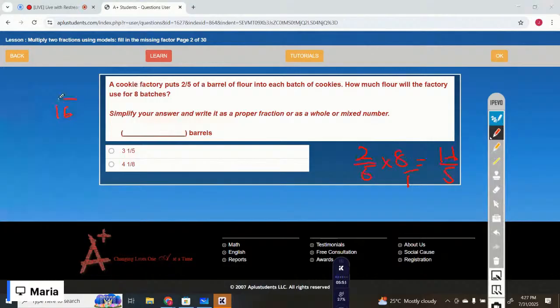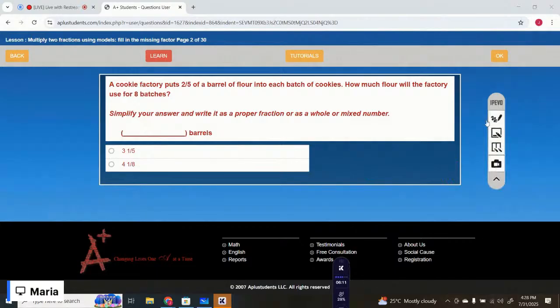Let's just divide 16 by 5. 5 times 3 is 15, 16 minus 15 is 1. That is 3 whole 1 by 5. Option number 1 is the correct option. That is 3 whole 1 by 5.